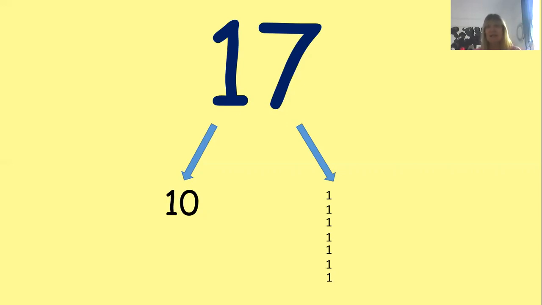Let's look at 17 again. The 1 stands for 1 ten. The 7 stands for 1, 2, 3, 4, 5, 6, 7 ones. So that is what 17 is made of. A 10 and a 7 put together. Added together, you could say.